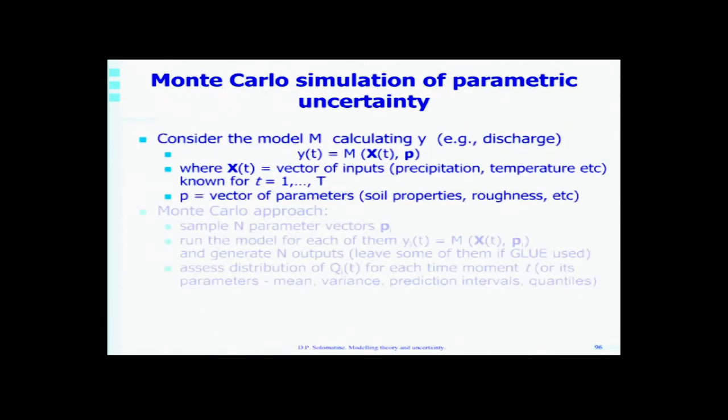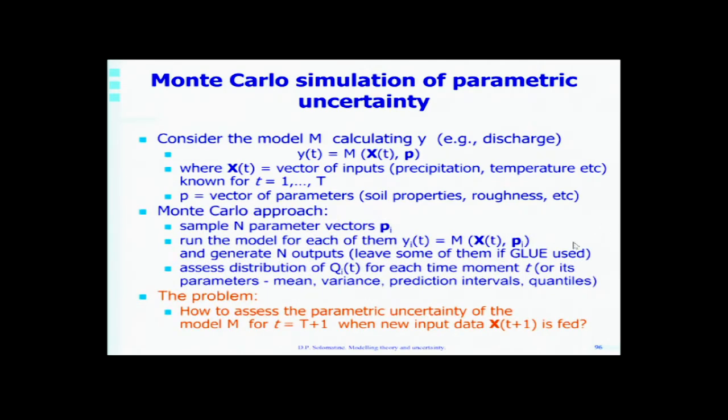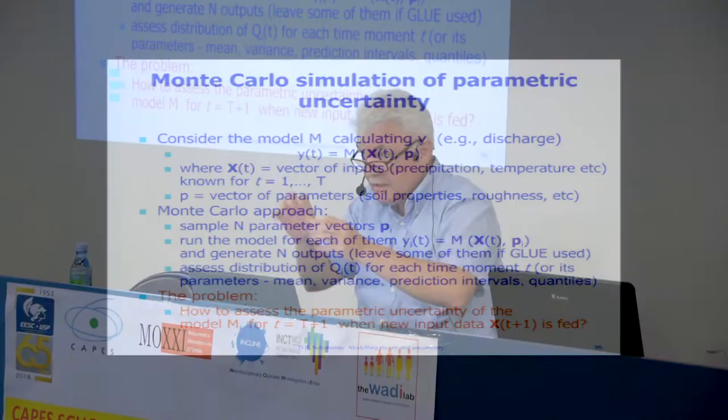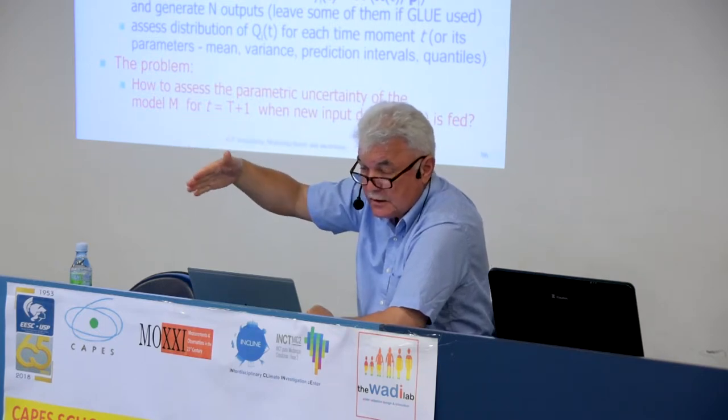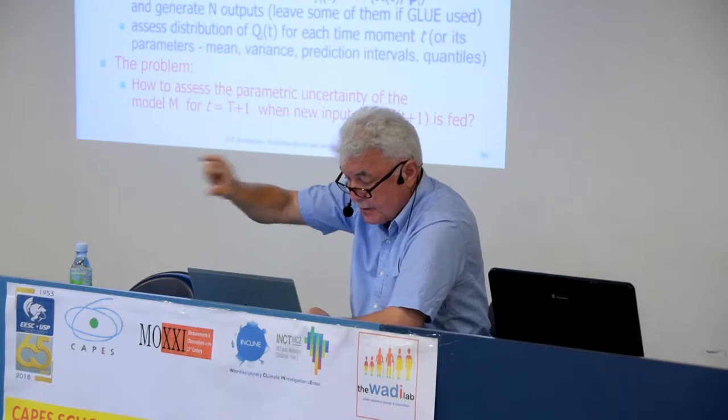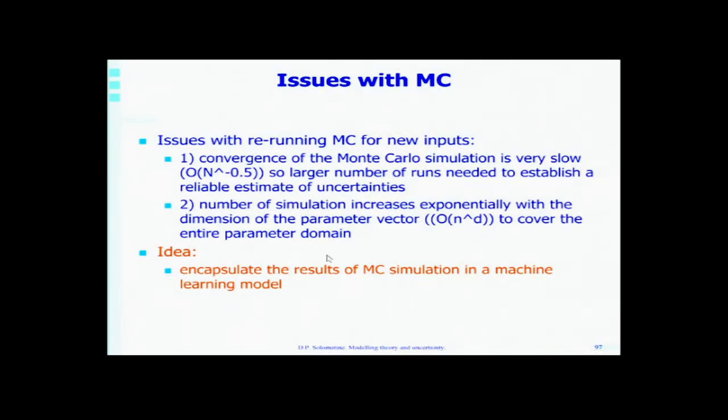And what do we do next? We want to assess the parametric uncertainty of the model for T plus 1 when the new input vector is fed into the model. Next time step. We don't have it yet, because all we had in Monte Carlo is about the past. So the idea is to encapsulate that knowledge about the past, about the uncertainty of the model in the past, into a fast neural network, and run it along with the normal deterministic model and estimate quantiles of the distribution of the model output for that new time step. So that's the idea: encapsulate the results of the Monte Carlo simulation in a machine learning model.